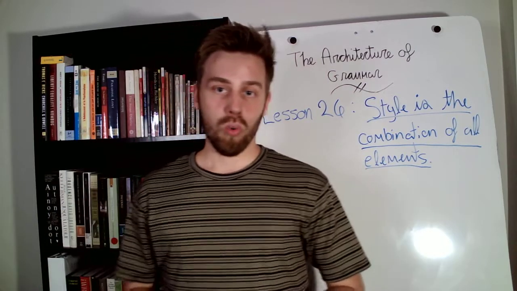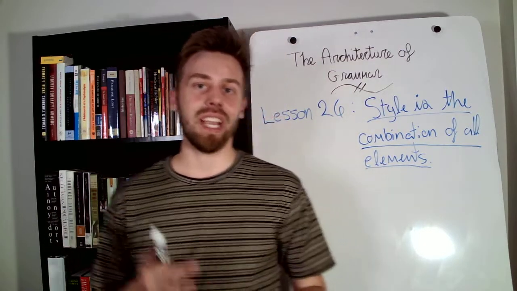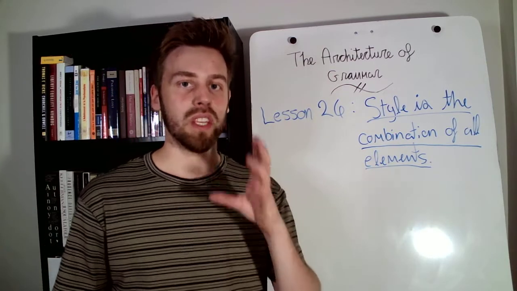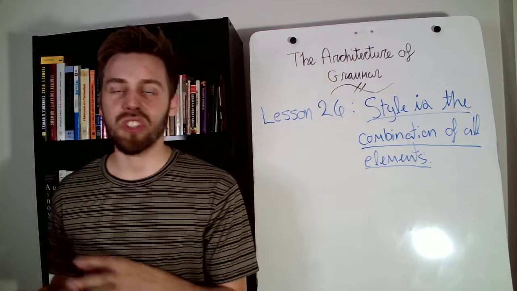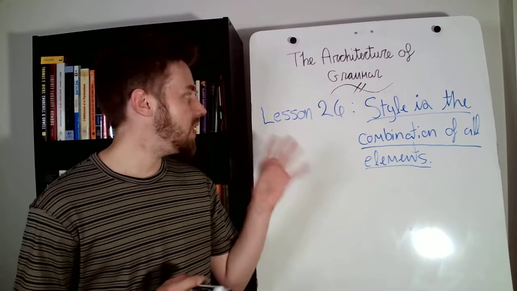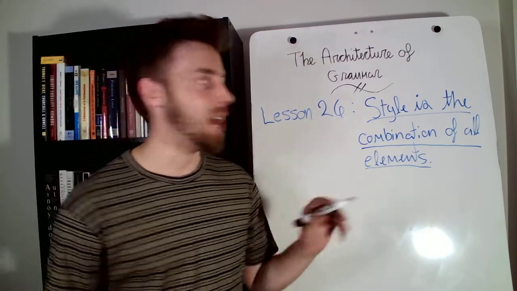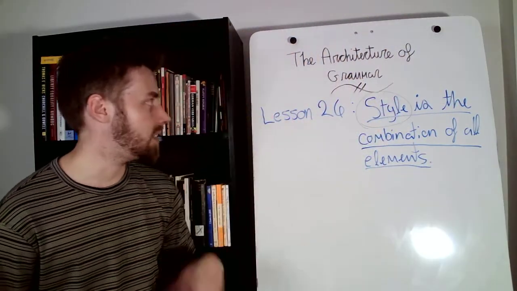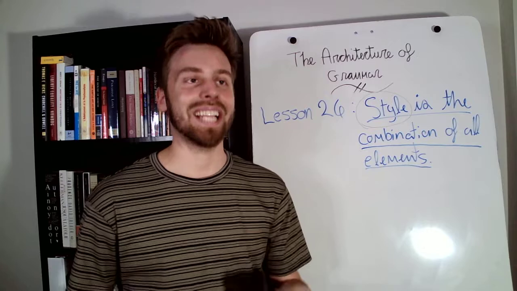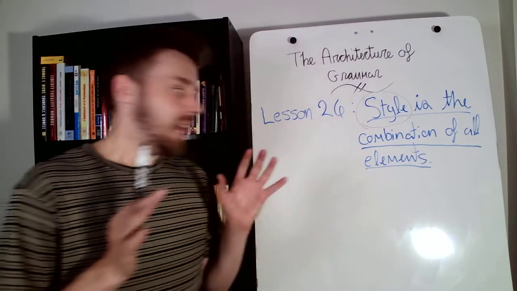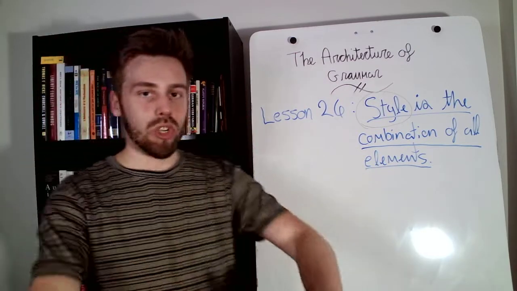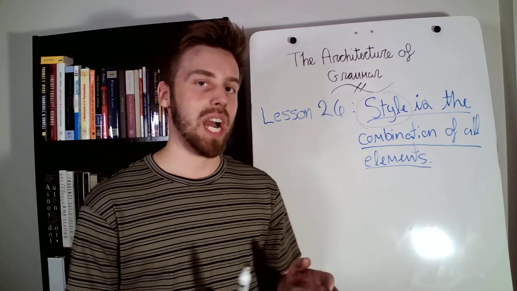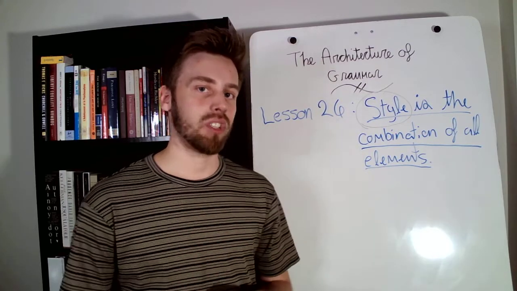In this video, we're going to start talking about style and audience alignment. So how do you write in an engaging way for the specific audience? We're going to be talking about audiences in the next video, but in this video, in lesson 26, we're talking about style. And what's important to understand about style is that style is just as much an art as it is a science. And style is really the combination of everything that you've learned in the past 25 lessons in the architecture of grammar.